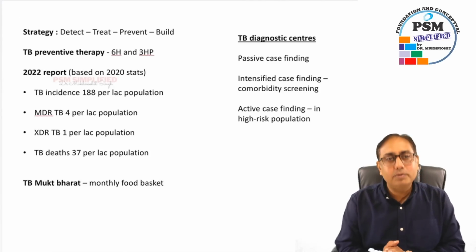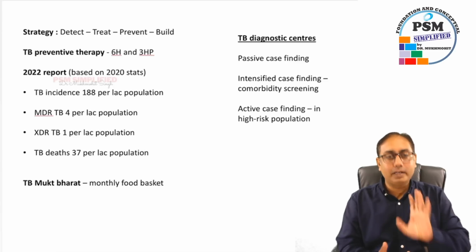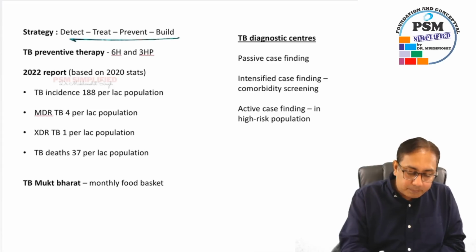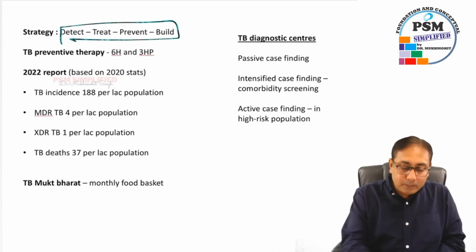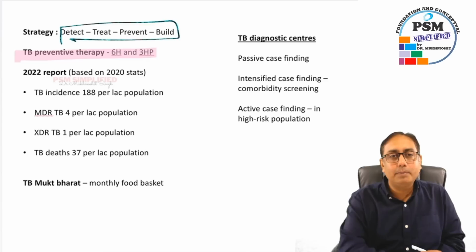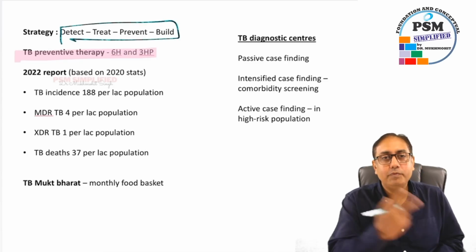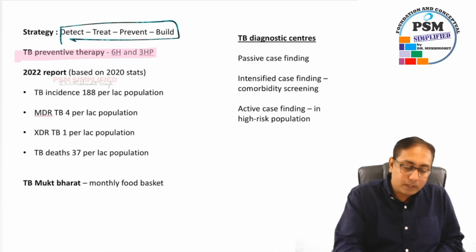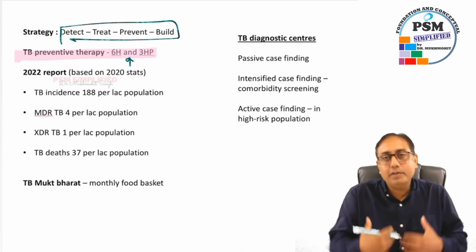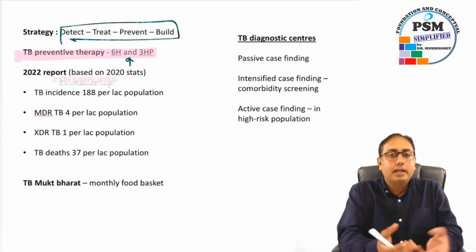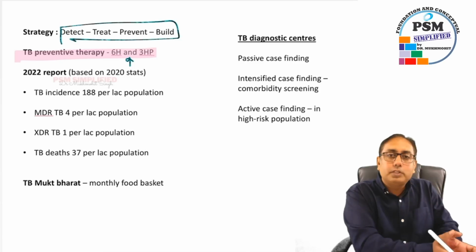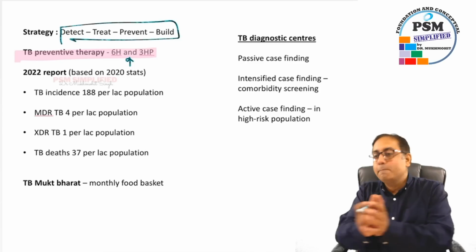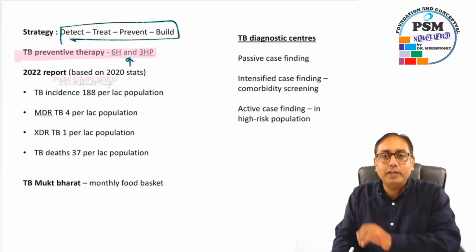Just a very quick review. What is the strategy that we are still following in TB? We have a detect, treat, prevent and build strategy. The TB preventive treatment is something new. This has been updated. We have 2 TB preventive therapies. The government of India has both the options, and the person can take any one of them. Either the person can take 6 months of INH, or the person can take 3 months of HP.